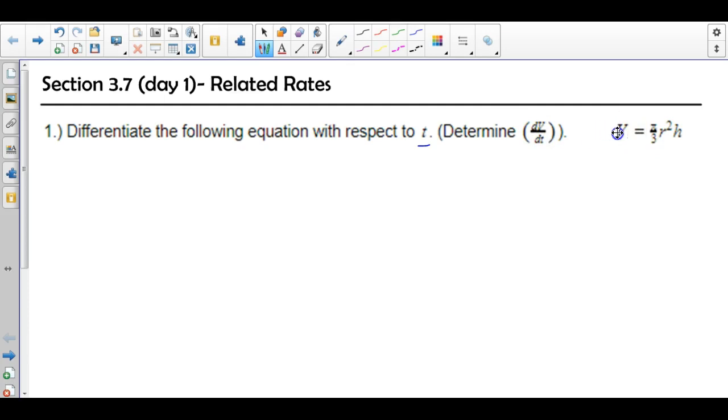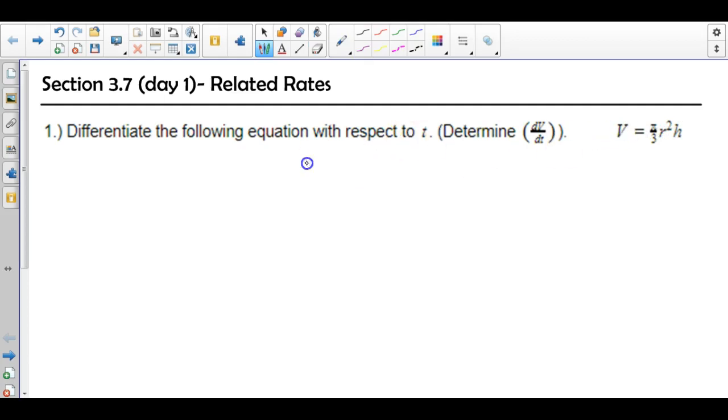So I'm going to start with an example where I've got V, which is going to represent our volume, r for radius, and h for height. And we're differentiating these three variables in this equation with respect to time. So what I want to acknowledge is that we have a product rule here on the right-hand side between r and h. So we'll start off our equation.